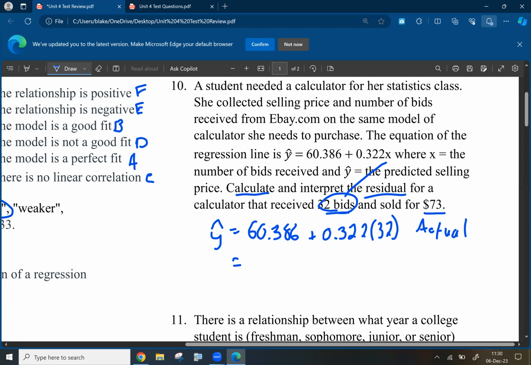I'm not going to pull my calculator up on the computer because sometimes that messes with it, so I'm just going to use the calculator that I have in hand. You can hear me using it. Basically just type in 60.386 plus 0.322 times 32. We get 70.69.